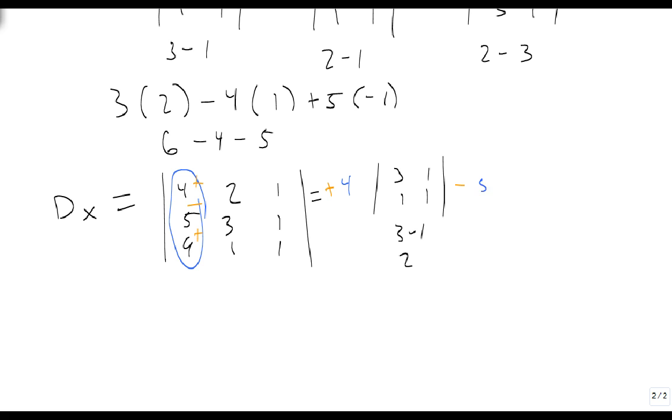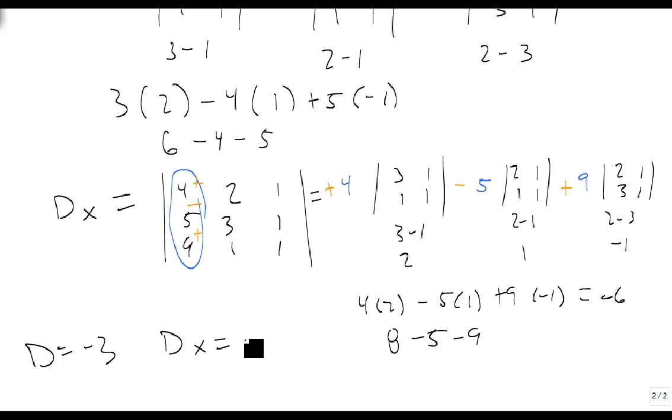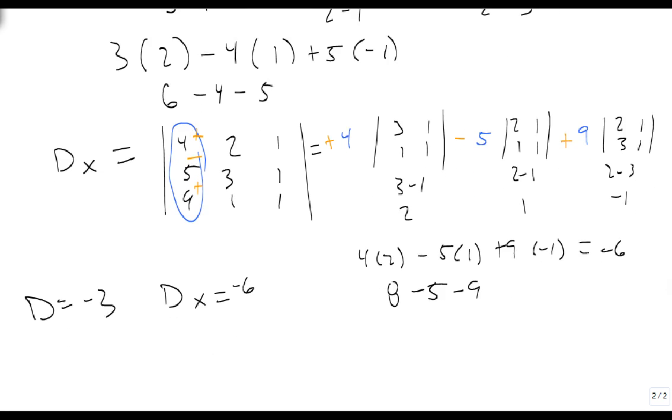Minus 5 times 2, 1, 1, 1, which we already know is 2 minus 1, or 1, plus 9 times 2, 1, 3, 1, which we already know is 2 minus 3, or minus 1. So this becomes 4 times 2 minus 5 times 1 plus 9 times minus 1, which is 8 minus 5 minus 9, which is minus 6. So D was minus 3, Dx is minus 6.